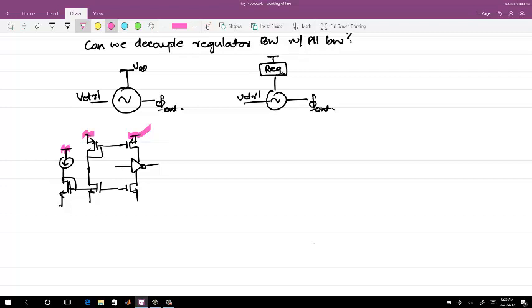You need to convert V to I. Whichever control voltage is coming from the loop filter, you need to convert that V to I. How will you convert the V to I? You need one conversion there.